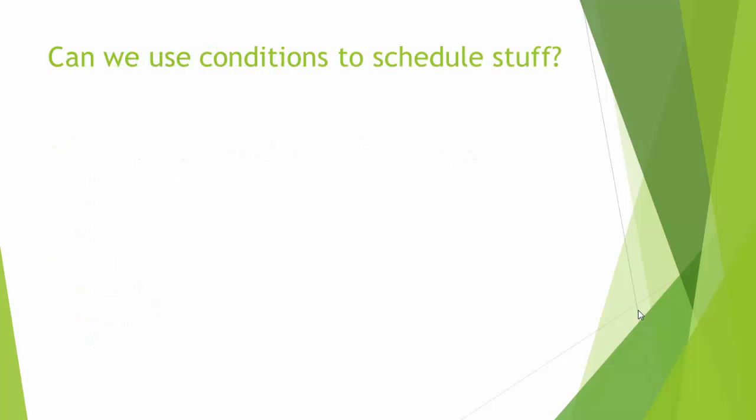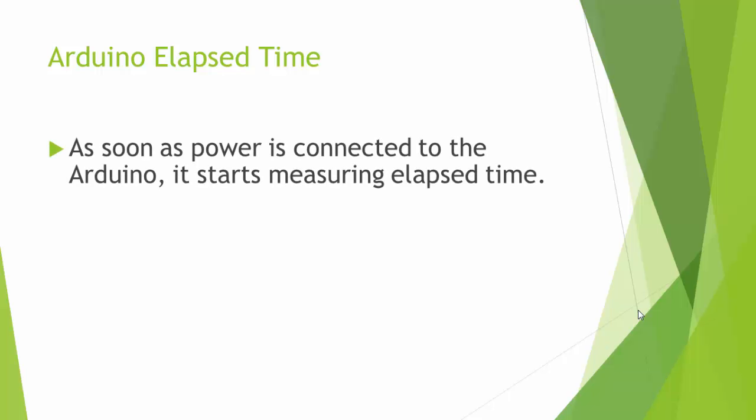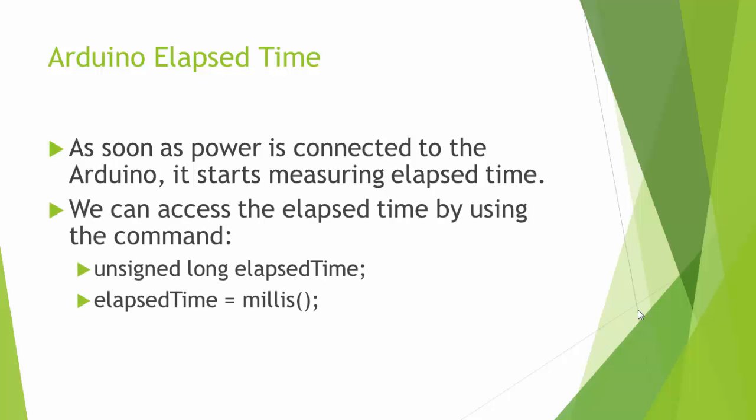Okay, can we use conditions to schedule things? Absolutely. And the reason for this is that the Arduino has the capacity to measure time after it's powered up. So as soon as we connect power to the Arduino, it starts measuring the elapsed time in milliseconds. And we can access this anytime we want.